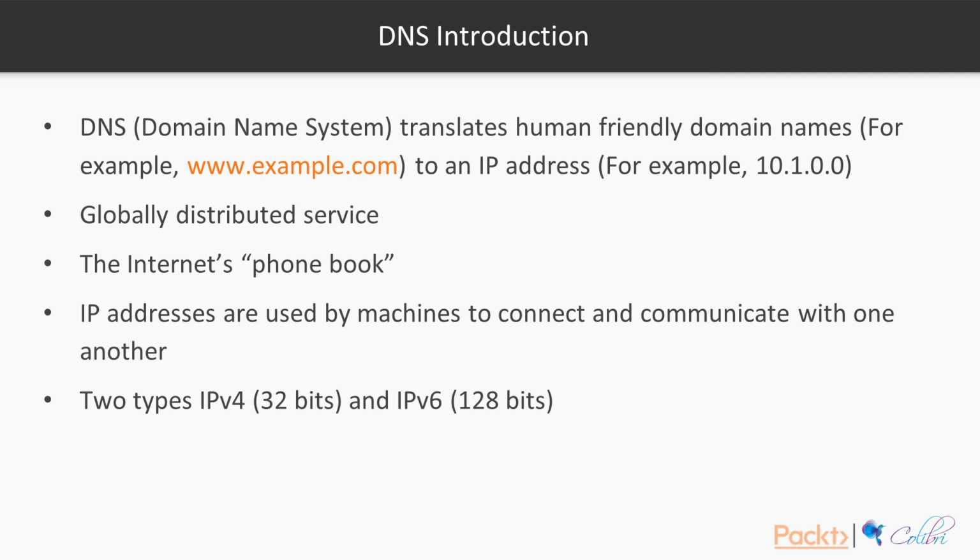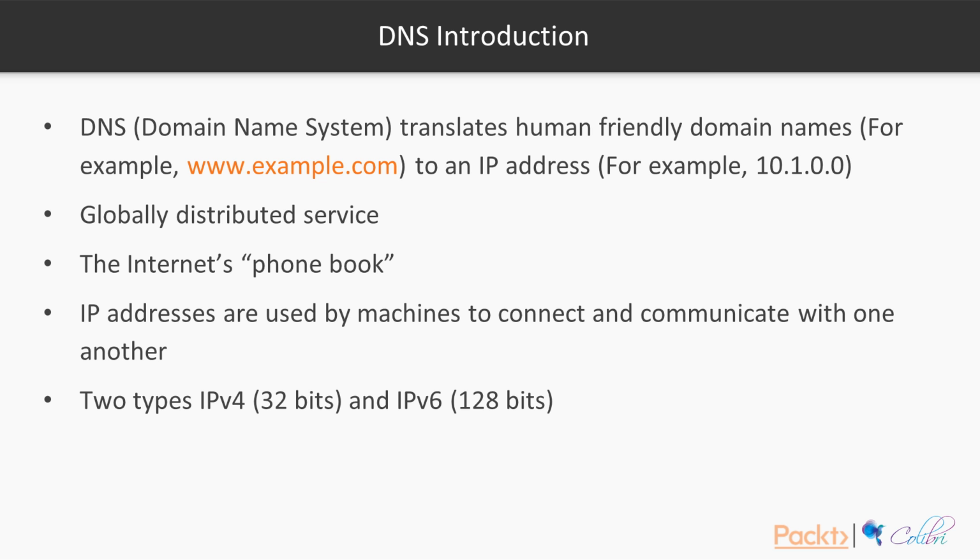DNS, or Domain Name System, translates human-friendly domain names, for example, www.example.com, to an IP address, such as 10.1.0.0. It's a globally distributed service, and you should think about DNS as the internet's phone book, because it's going to map friendly domain names to IP addresses.